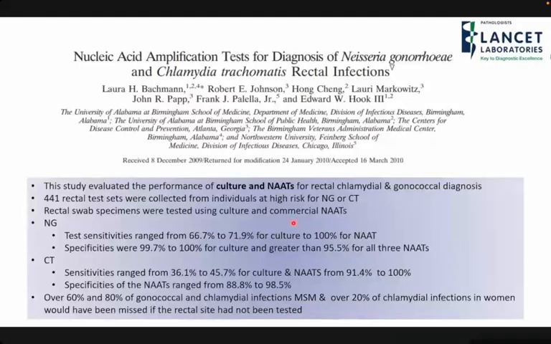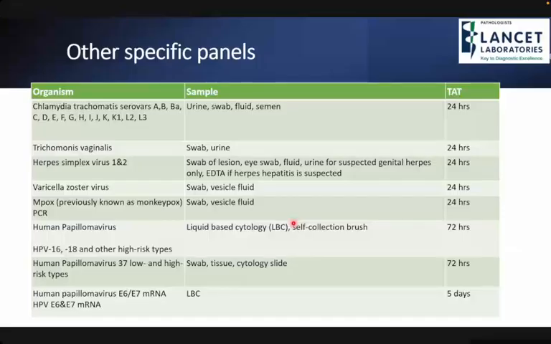So we have other specific panels. We have a panel for Chlamydia trachomatis alone, and a panel for Trichomonas vaginalis alone. We have herpes simplex PCR, varicella zoster PCR, and monkeypox PCR as well. And then other panels include human papilloma virus panels.